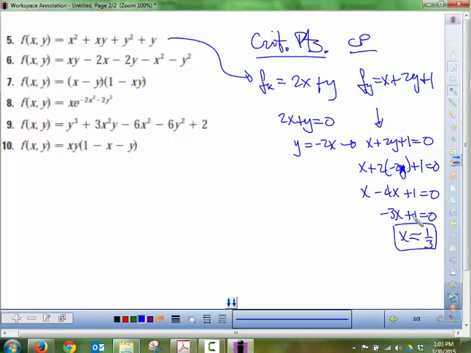We need an x and a y, so just plug that in for x to get the y. y is equal to negative 2 times 1/3. That's negative 2/3. So for this particular problem, it looks like I have one critical point, and then that's all I get.